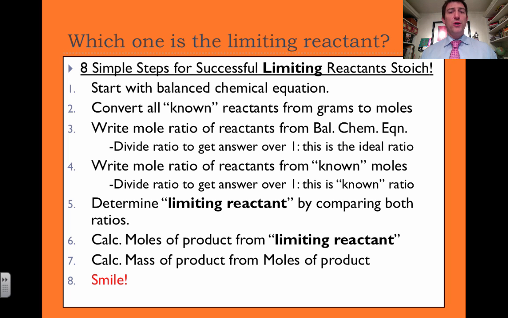So when you're looking at limiting reactants, these are what I think are the 8 simple steps, and really there's 7, but number 8 is actually the most important because once you can do this, you're one of very few people in the world actually that is capable of figuring out limiting reactants. So it's important to smile and be proud of yourself when you're done.